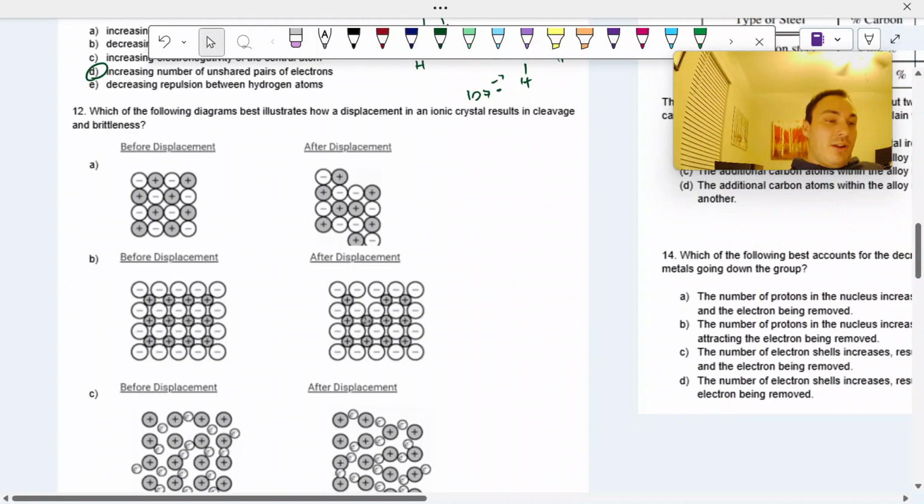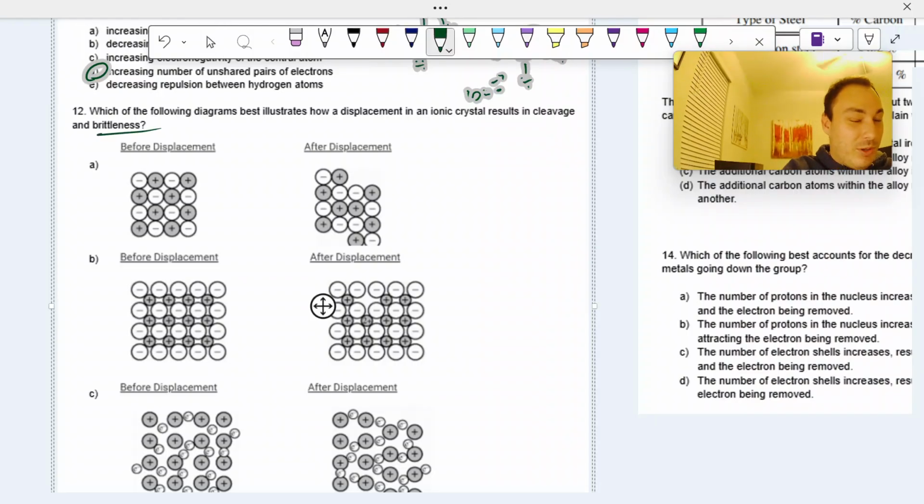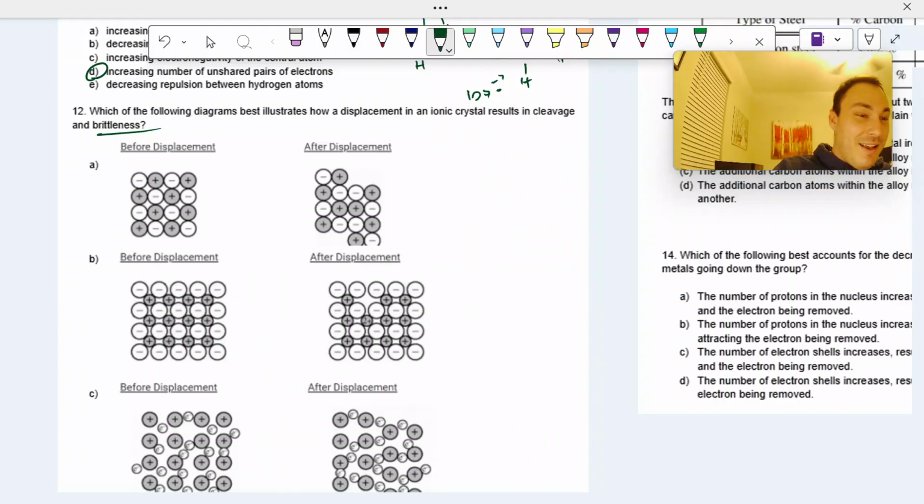Which of the following diagrams best illustrates how displacement in an ionic crystal results in cleavage and brittleness? Brittleness is the word I'm going to focus on there. Why are ionic compounds brittle? That is what this is asking. It's specifically talking about ionic crystals.